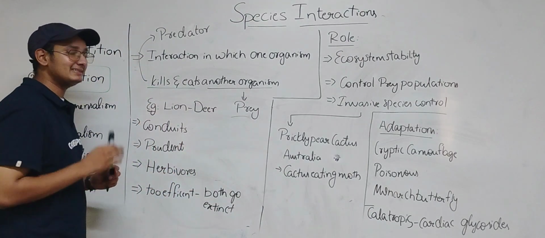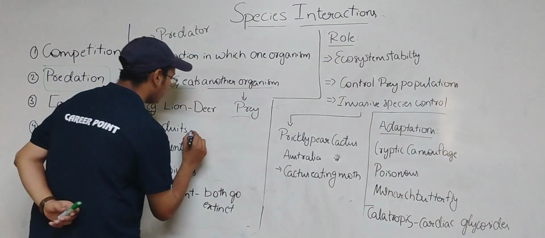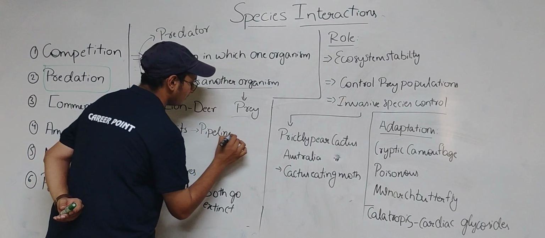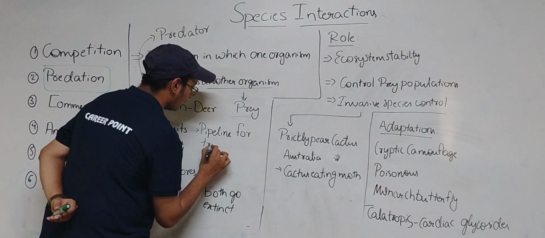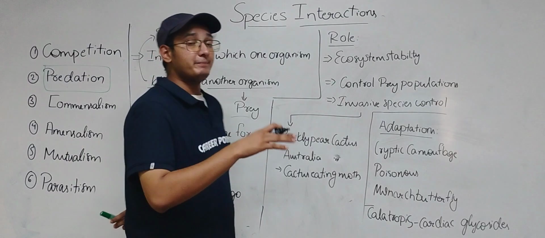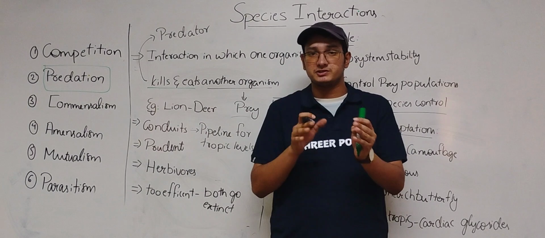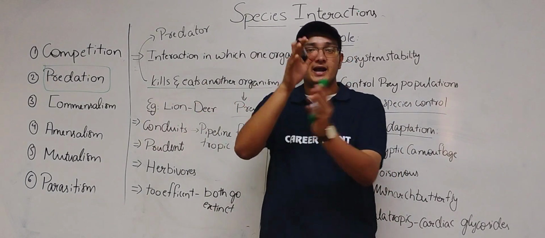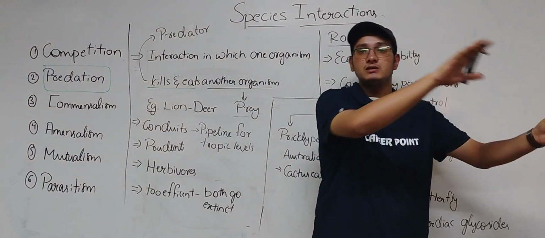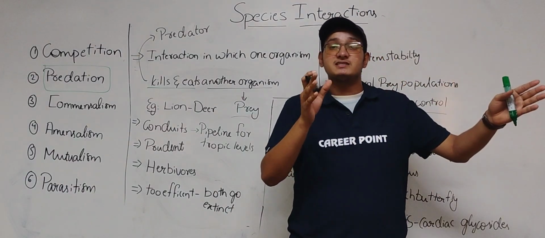So predators are conduits of trophic levels, which means pipelines for trophic levels. If you take grass, herbivores feed on grass, primary consumers feed on herbivores, and secondary consumers feed on primary consumers. In this way, at each and every trophic level we can see predators.